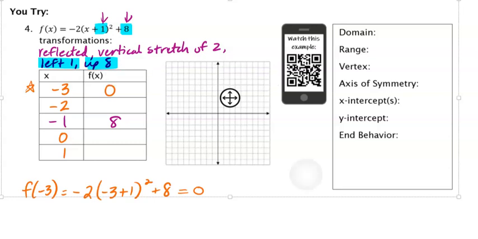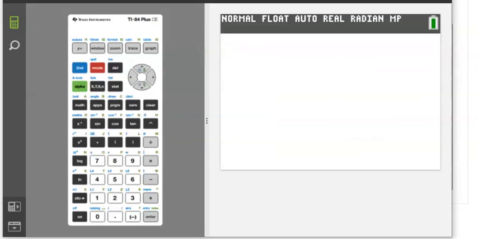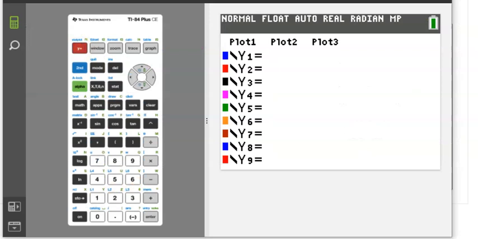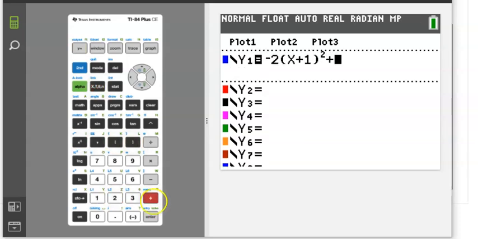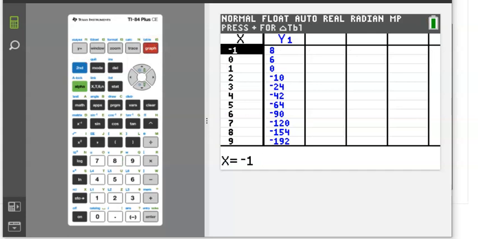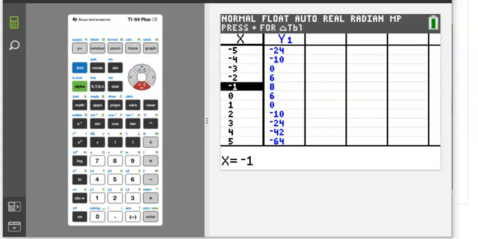To do it in your calculator, we go to our calculator, you go to y equals, and you type in the exact problem. So we're going to type in -2 parentheses x + 1 squared + 8. And then you see the button that says graph. We're going to press second and then the graph button. And that takes us to our table of values. Now you might have to shift it up or down depending on what you can see. So I want to go here just so I can see a few more points.